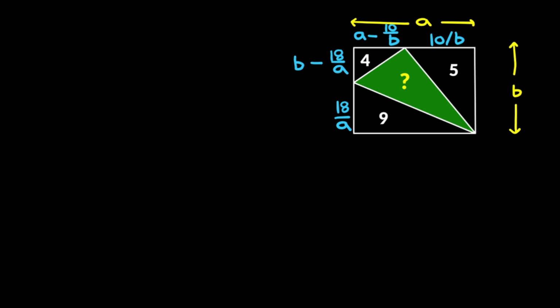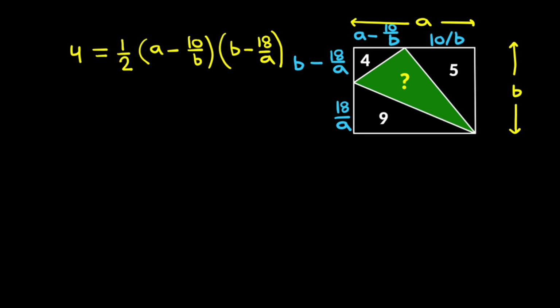Now apply the triangle formula again. So we get 4 equals half times (A minus 10 over B) times (B minus 18 over A). Multiply both sides by 2, we get 8 equals (A minus 10 over B) times (B minus 18 over A).